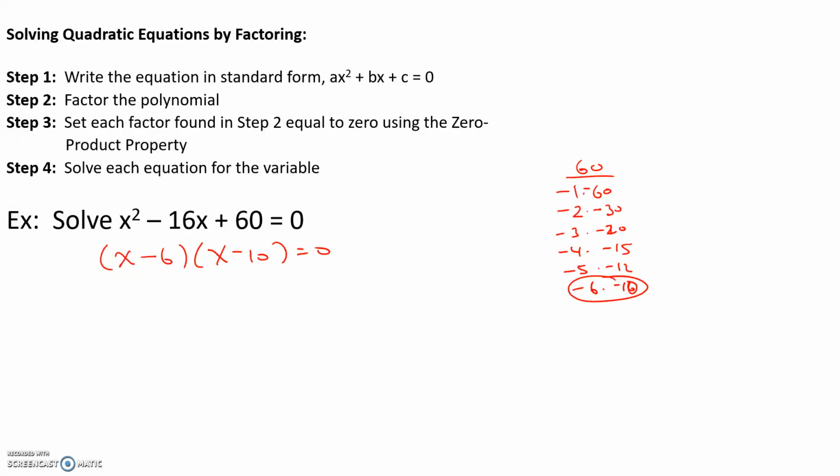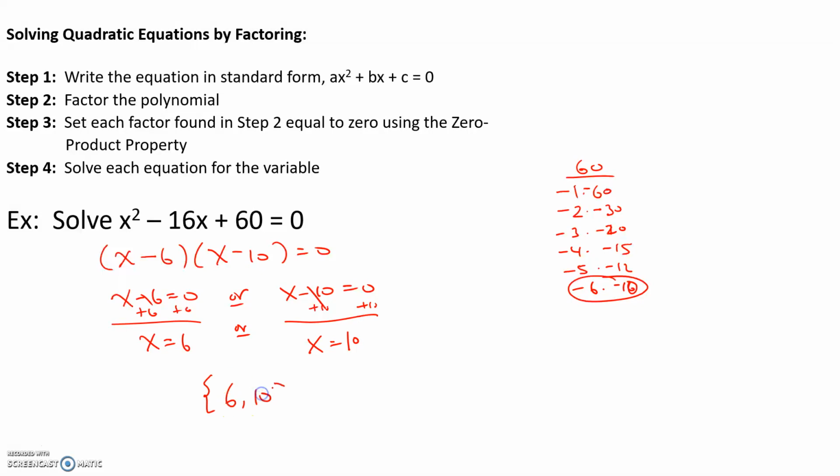The zero product property tells us that if these two terms multiply to 0, then either x minus 6 equals 0 or x minus 10 equals 0. Solving each of these equations, we get x equals 6, or if we add 10 here, x equals 10. So our solution set is 6, 10.